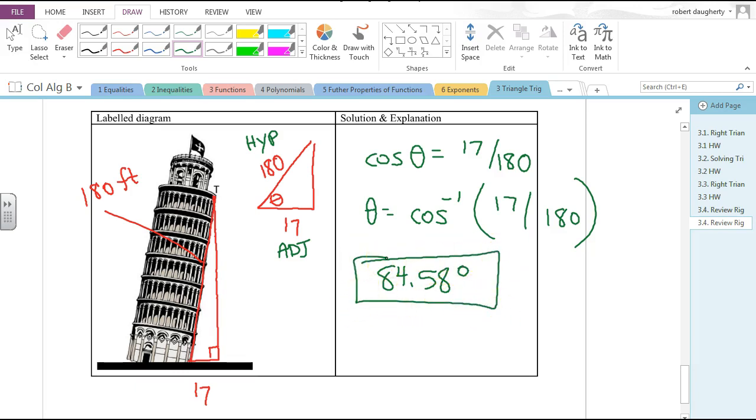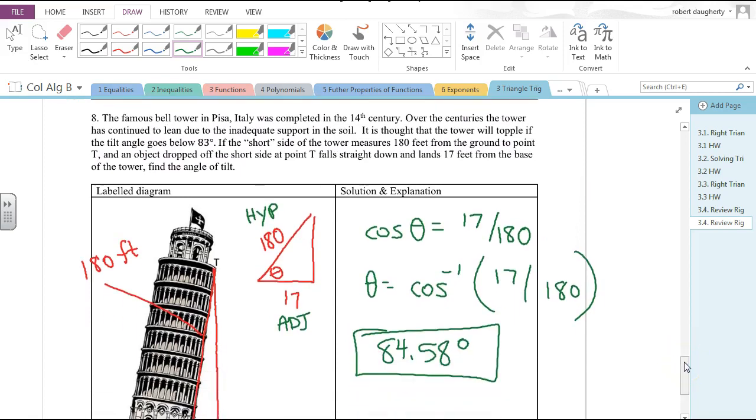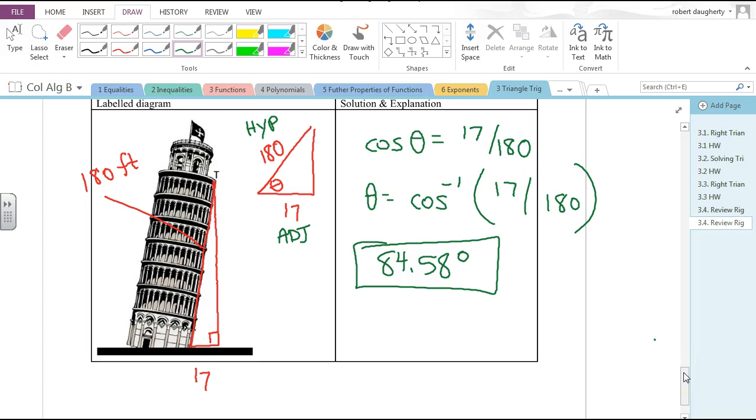Now, it didn't ask this, but is the tower in danger of falling immediately? We were told that if the angle goes below 83, they feel like it will fall. So it's slightly above 83 degrees. Okay, it wasn't part of the question, but there it is. So anyway, that is the review. Like I said, the biggest key here is knowing your trig functions, when to use which one, and knowing how to diagram and see what you have in the diagram based on the sides and the angles.